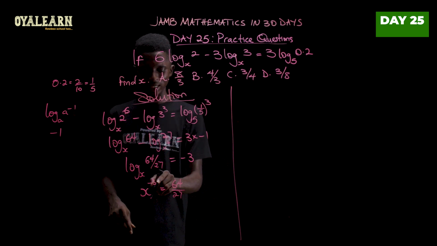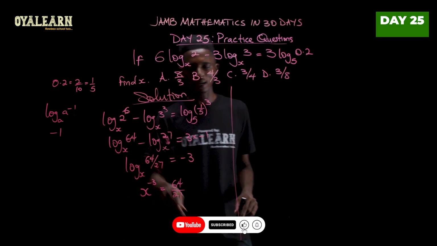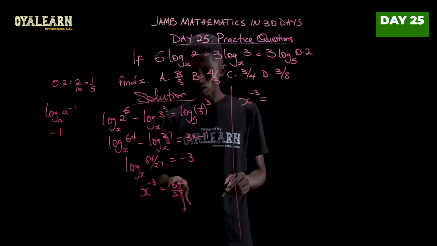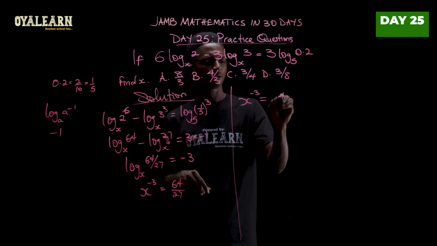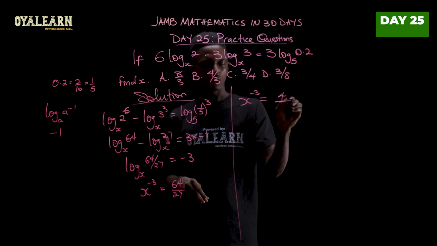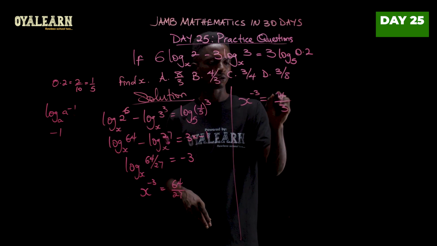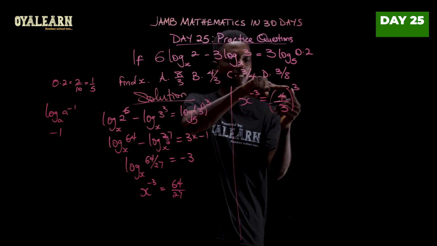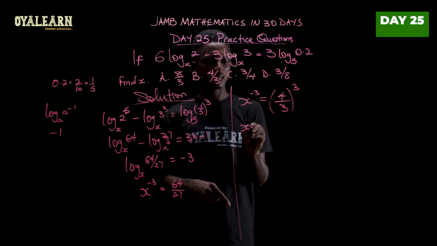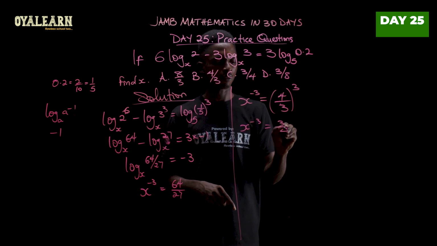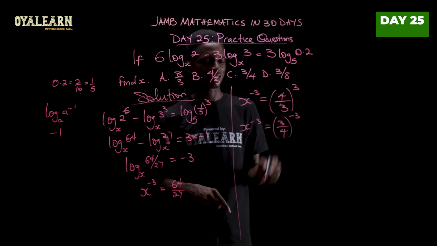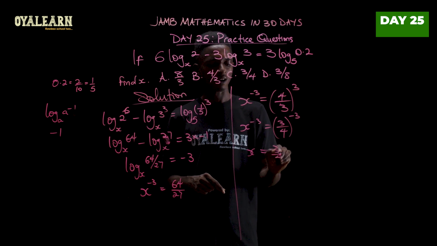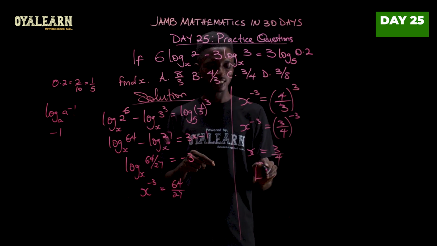So let's write this so that it will have the same base, the same power rather, as x. So from here we can say x to the power of minus 3 equals, now 64 can be written as 4 cubed. And 27 can be written as 3 cubed. So 4 over 3 cubed. Now if you observe, this is negative, this is positive. So to make this negative, we have to flip this. So we say x raised to the power minus 3 equals 3 over 4, now raised to the power of minus 3. So now that they have the same power, then we can say x is 3 over 4. So the correct answer is C.